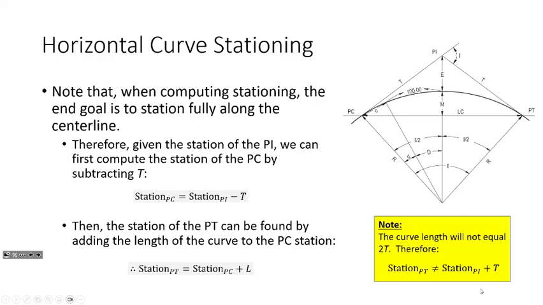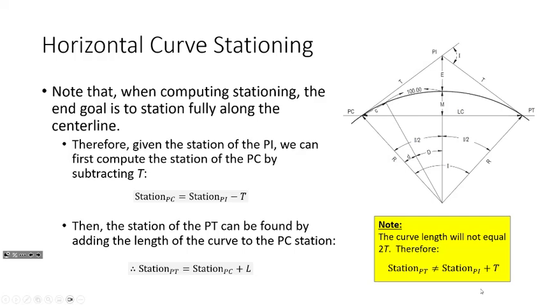So when you're staking out the curve, okay, the first thing that you're going to know as the surveyor is the station of the PI. So let's say this is 0, 1, 2, 3, 4, 5, 6. Let's just say this is station 7, just to keep things simple, right? So what I want to do is stake along the curve, okay? So I'm going to take the PI, and back up some, maybe to right here, to find the PC.